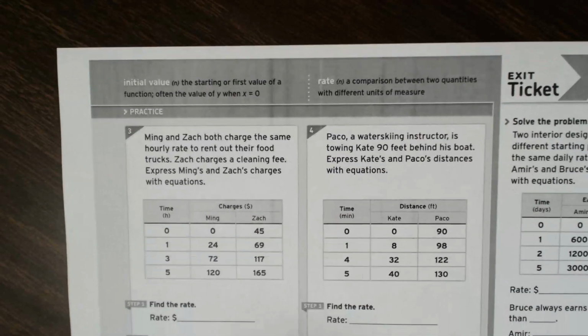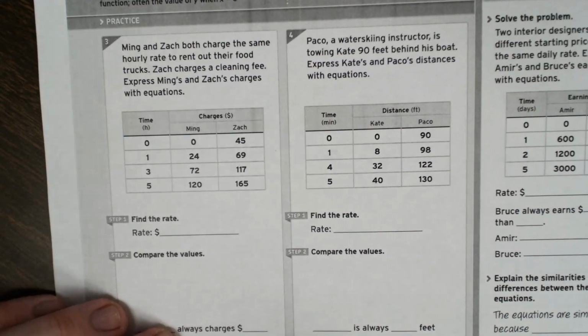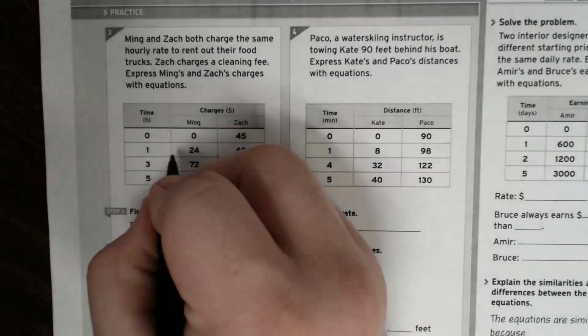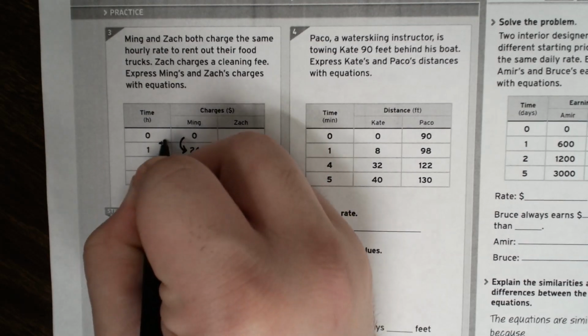Let's do one more together. Ming and Zach both charge the same hourly rate to rent out their food trucks, but Zach charges a cleaning fee. Express Ming's and Zach's charges with equations. So let's look at the change to figure out the rate. After 1 hour, it looks like both of them charged $24.